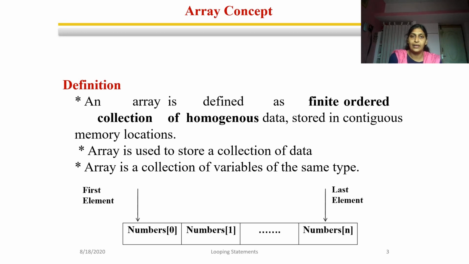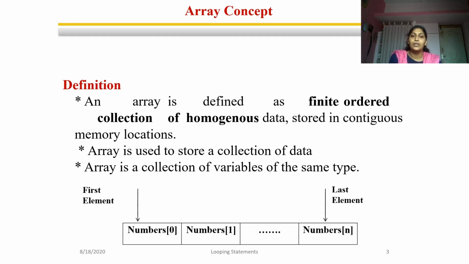Let's start with the array concept. As a definition, an array is defined as a finite ordered collection of homogeneous data stored in contiguous memory locations. So we can use an array to store a large amount of data, or a collection of the same kind of data, with a single name.